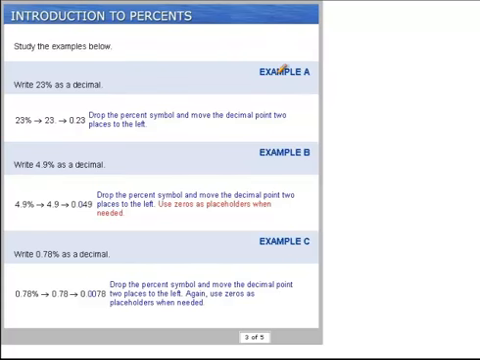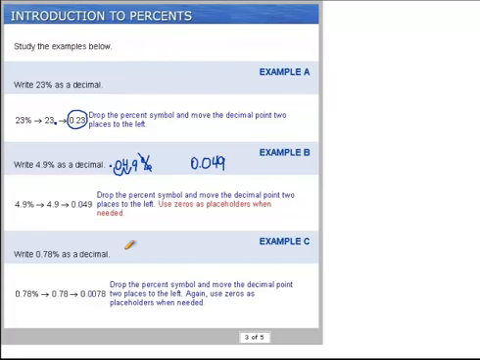Study the examples below. Write 23% as a decimal. First, we remove the percent sign. We put a decimal on 23, and then we move the decimal back 2 places. Write 4.9% as a decimal. So there's our 4.9%. We remove the percent sign, move the decimal back 2 places. Now notice here, when you move the decimal back 2 places after you remove the percent sign, there's a 0 here. That's why it's 0.049.